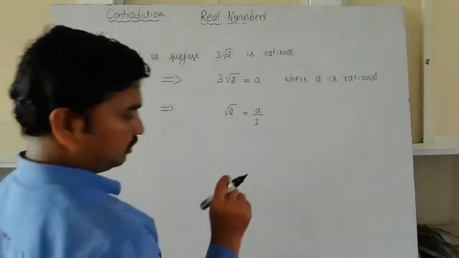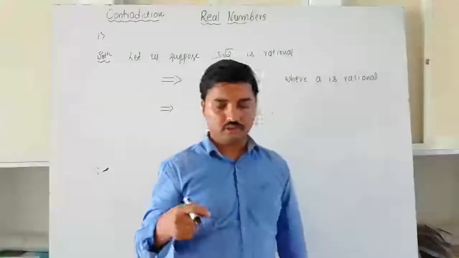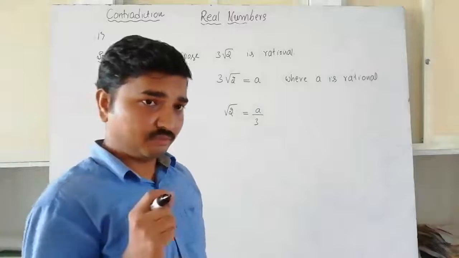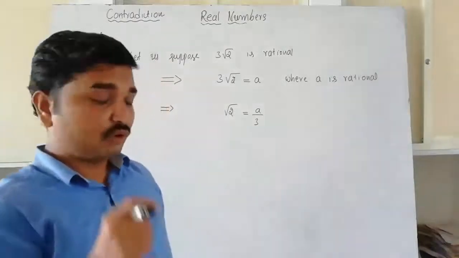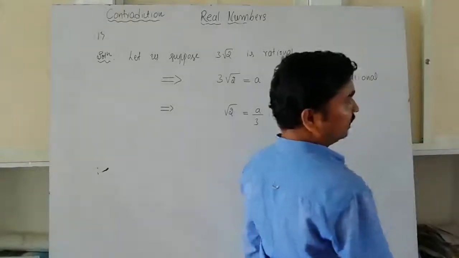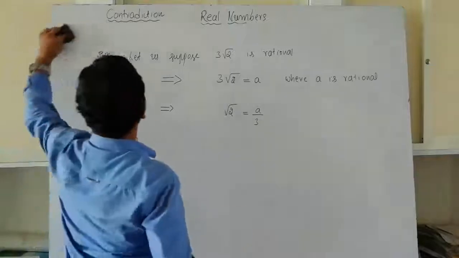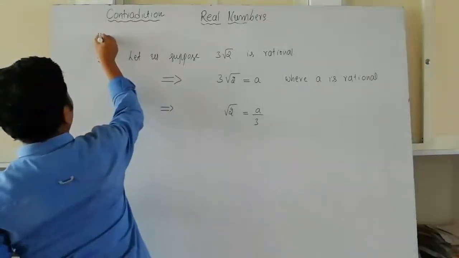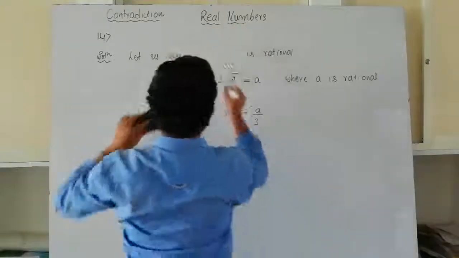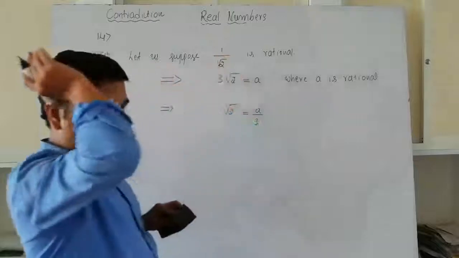One question will get you confused. It means you can solve that one, but if you solve it, so many students make mistakes. So that's why I'm going to solve that question. Question number 14. So now I'm going to solve question number 14. The question is, prove that 1 by root 2 is irrational.